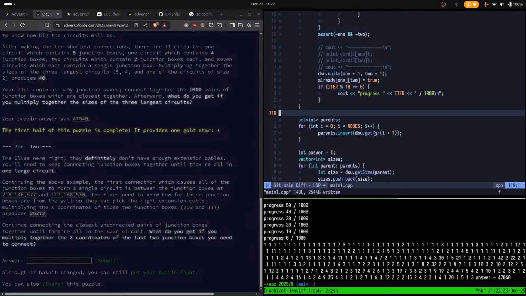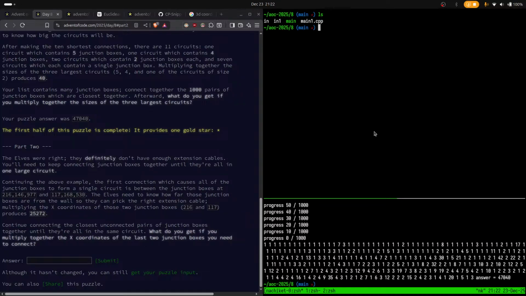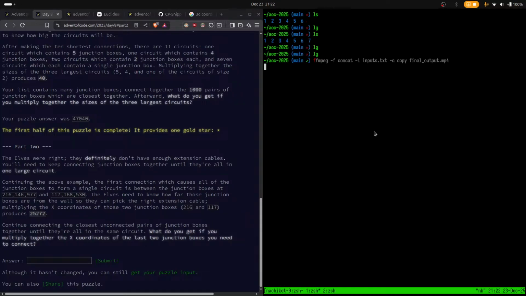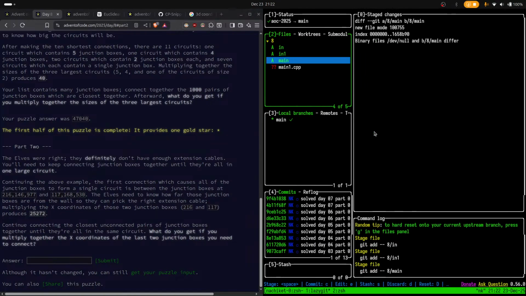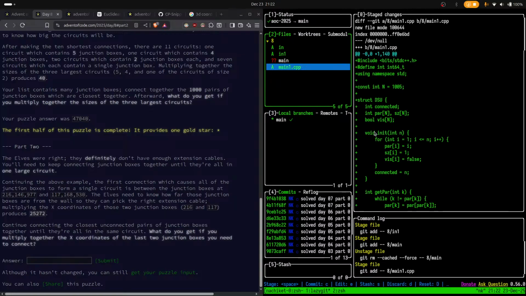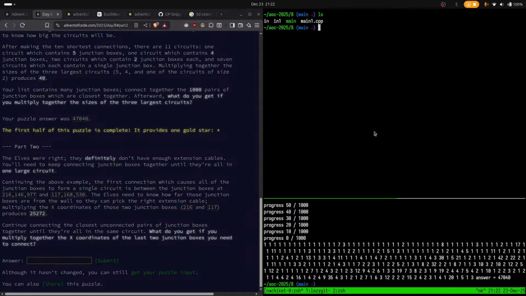Okay, I'll probably solve this as well and then end the stream. First, let's commit this. So stage, commit: solved day 8 part 1 in C++. Post, copy main1.cpp.